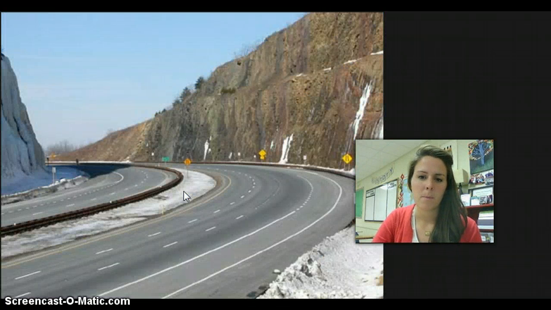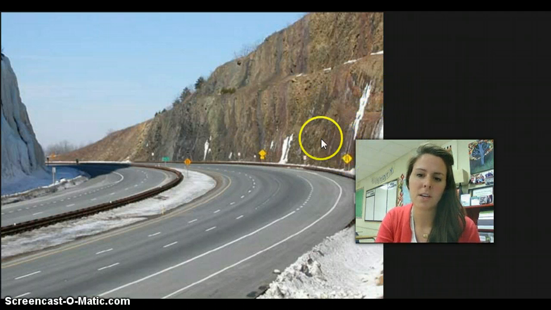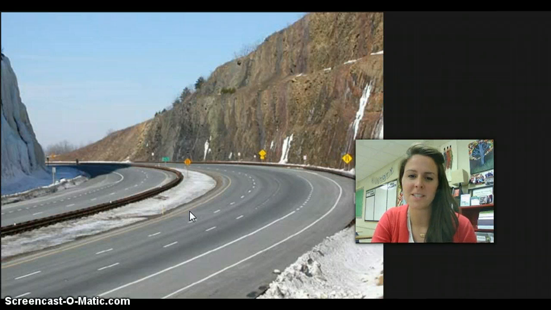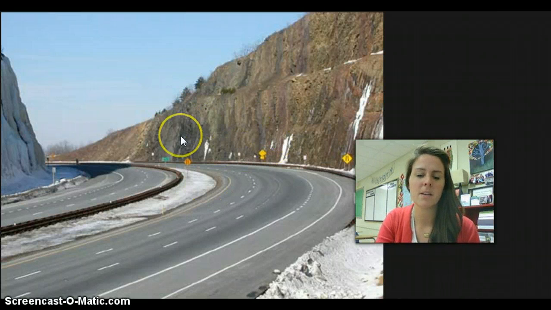When construction workers blast through the sides of mountains, you can see a simple form of stratigraphy, looking at the different layers of the earth to see how old something is. And you can kind of see the different colors. So if you're ever driving in Tennessee or up through the Mississippi, you can see some of these road cuts.